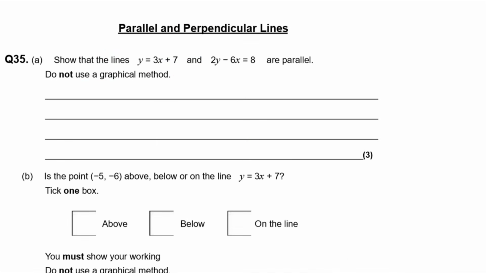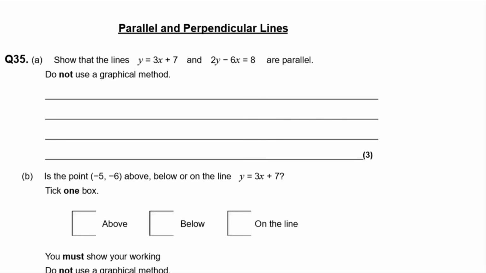Okay. Next up, we're going to look at parallel and perpendicular lines. So we should know how to find the gradient of a line from its equation. Just need to rearrange it in the form y equals mx plus c and read out m. And you should know how to find the gradient of a perpendicular line. You should know that one is the negative reciprocal of the other. If you know those two things, you should be good to go. Let's try out these questions.